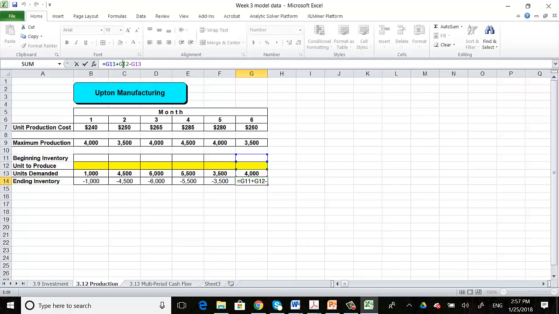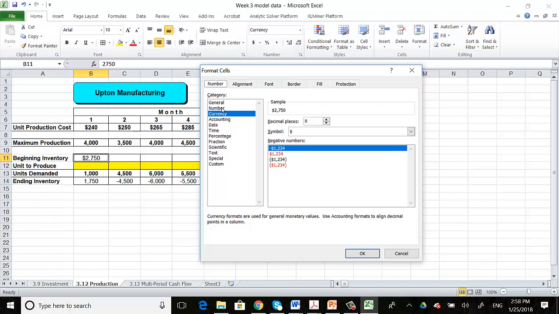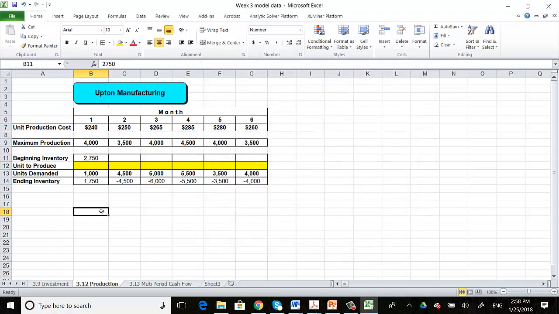Everyone done with this part? Okay. And then we're also going to put, we know that the beginning inventory in the first month is 2750. That's the given, the I0. Oh, the format is not currency, it's just a value number. Put in that number. What about these ones? Let's just make them equal to the ending inventory of the last month. Okay. So this is the beginning inventory of the second month, so that's the ending inventory of the first month, right? So let's just make it equal to here.